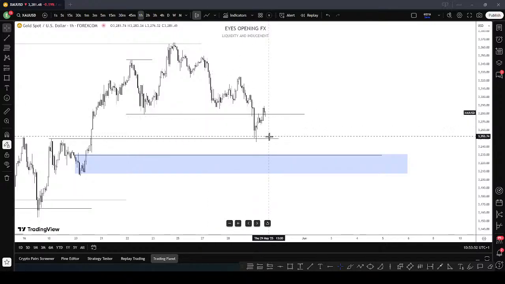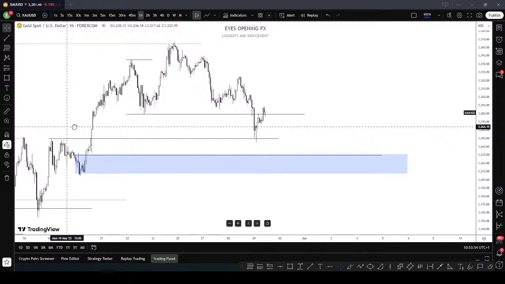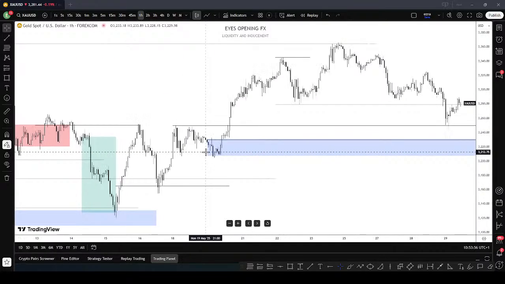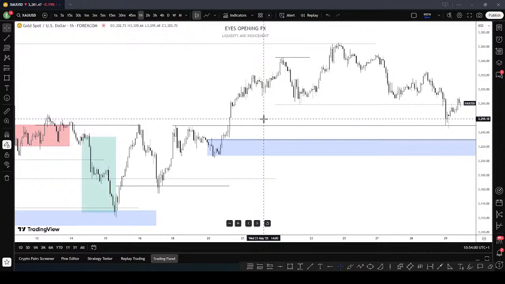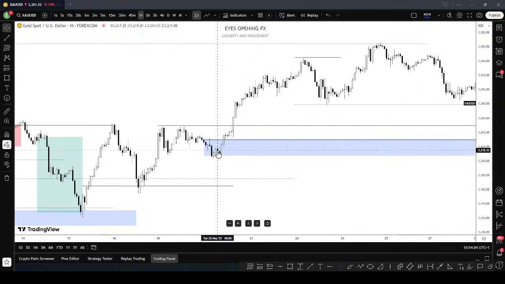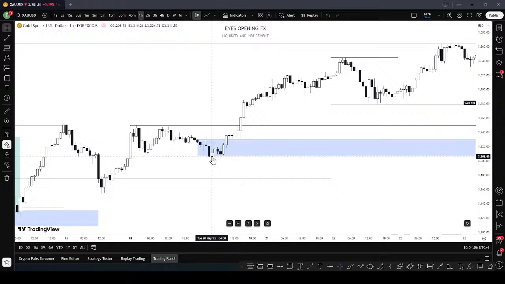So until it provides what I understand, I won't play with my account. That's why sometimes you see me, I won't update for maybe more than a week, because it's not presenting what I understand. So right here, if you are to refine this zone even further, what will you do?